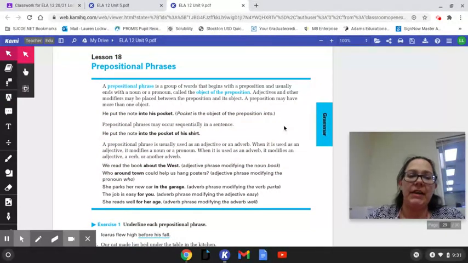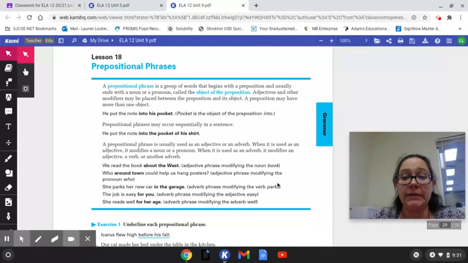Prepositional phrases can act as either an adjective or an adverb. An adjective is a word that modifies or describes a noun or pronoun. An adverb is a word that modifies or describes an adjective, a verb, or another adverb.